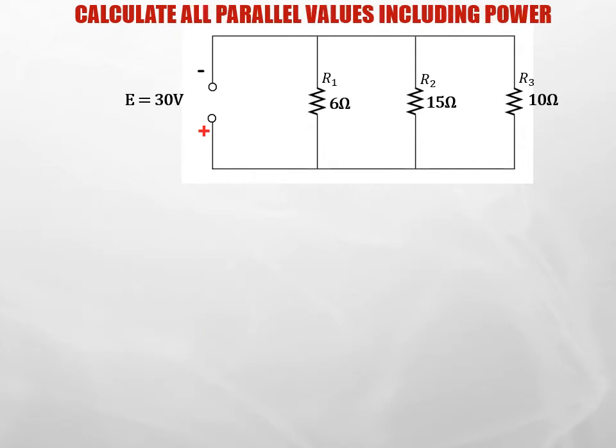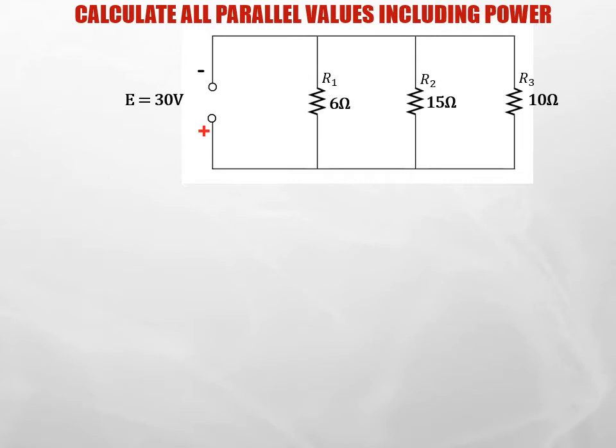Here's another practice problem. Here we have 3 resistors, 6 ohms, 15 ohms, and 10 ohms, all in parallel. And we've attached them to a 30-volt source.